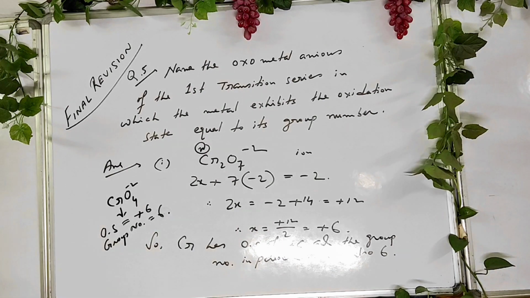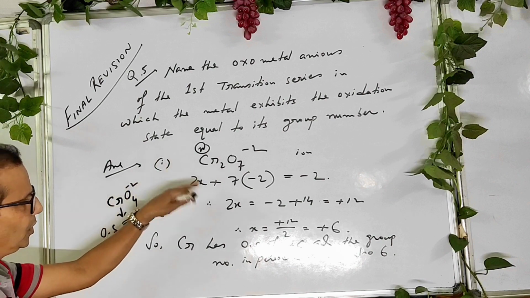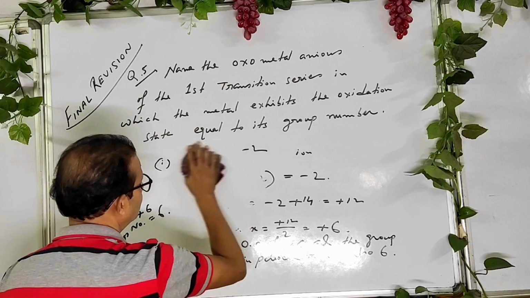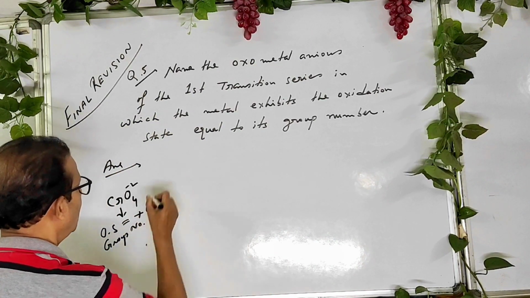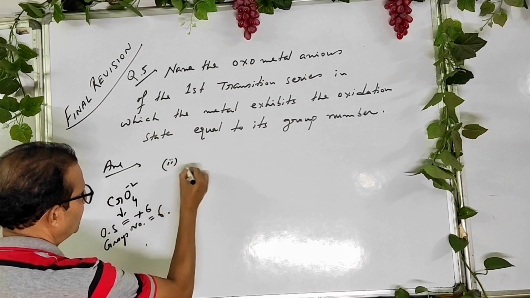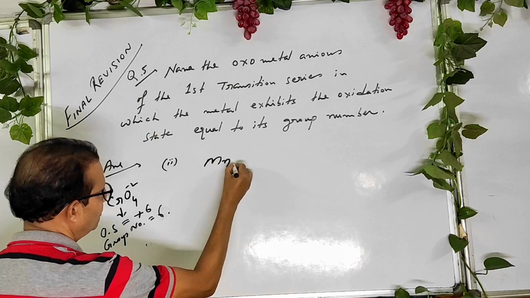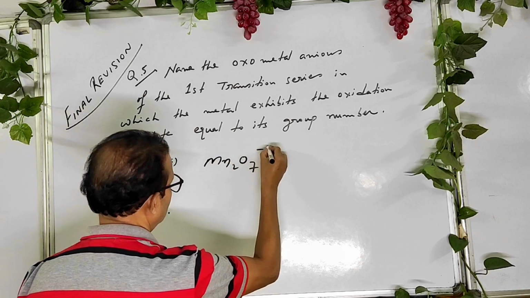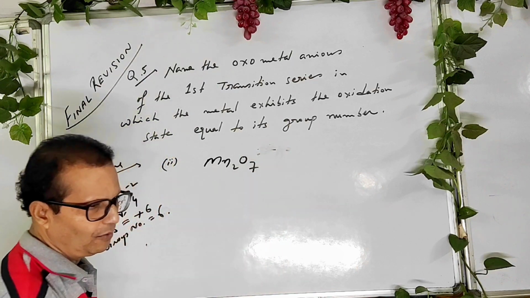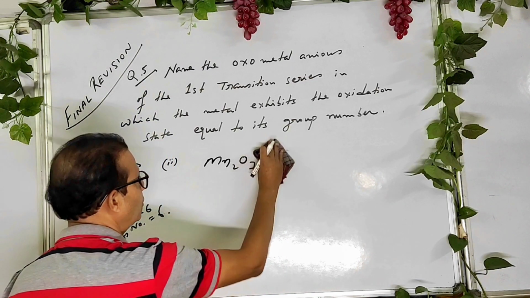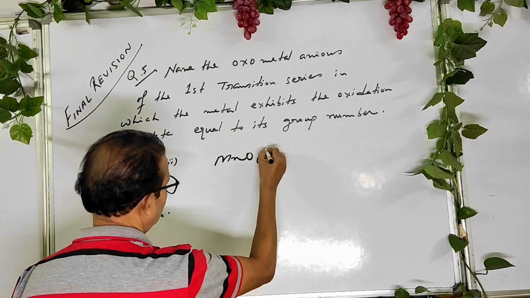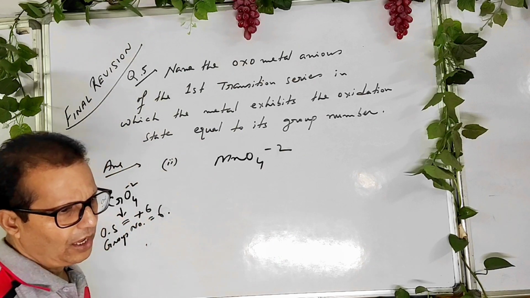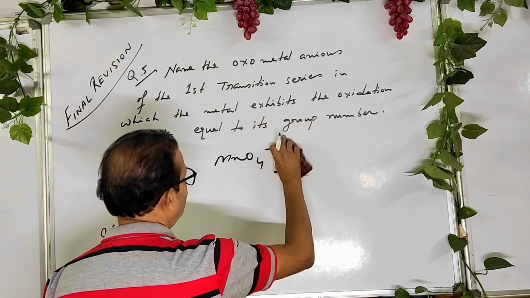So I think you understand it. Here is another example. You can write whichever example you can remember. The second example is the permanganate ion, MnO4 minus. You can write MnO4 negative ion.